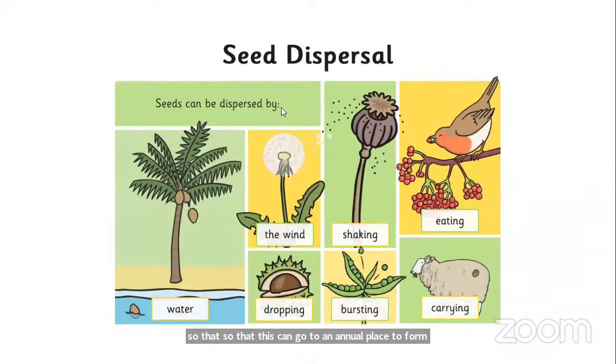So seeds can be dispersed by water, like this coconut here, wind, dropping, shaking, bursting, carrying, or eating.